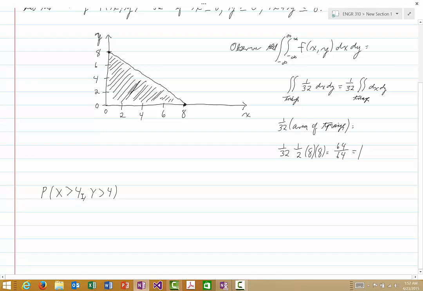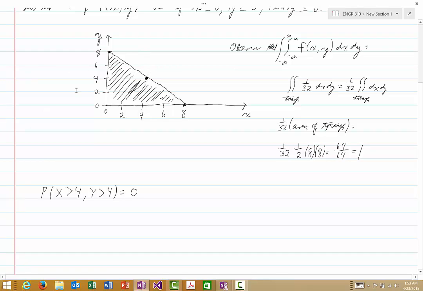Now the probability that x and y are greater than 4 is, I'm afraid my graph is not great here, but this would be the point (4, 4). It actually lies on this line. And so the probability that x and y are both greater than 4 is actually 0, because the region that we're talking about here, let's think about it.